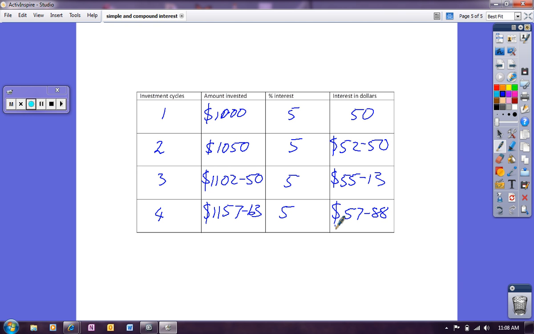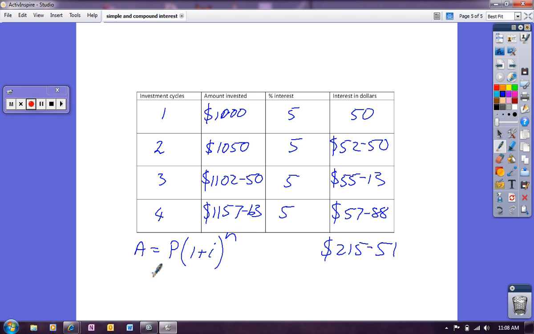So at the end of my 4 years, instead of the $200 that I would have earned at simple interest, I actually have $215.51 in interest. Working that out according to our little formula, if we wanted to just use the formula instead of using this table, the amount of my investment is equal to the principal times 1 plus the interest per interest-bearing term to n, which is the number of interest-bearing terms.